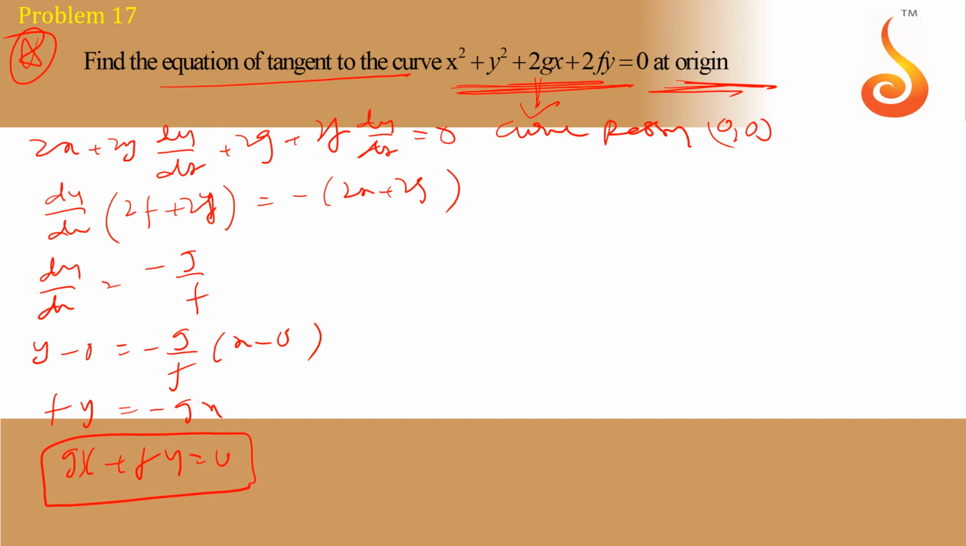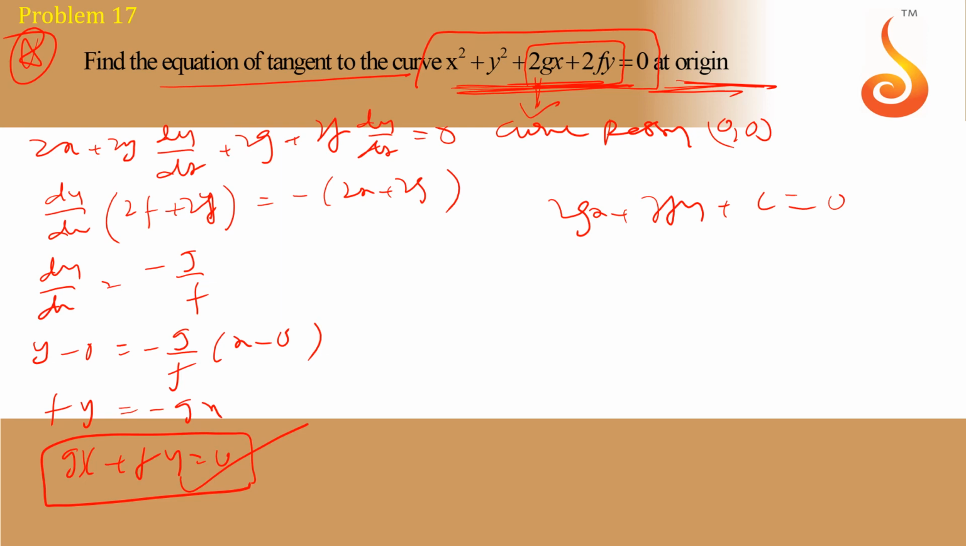I want to tell you one thing here. Please make a note. If a curve is passing through origin and I want the equation of tangent at origin, directly you can write, in that given equation of the curve, the lowest degree terms which are appearing in the curve. So the equation of tangent will be 2gx plus 2fy equal to 0. 2 common, you will get it. So I'll tell you one more example.